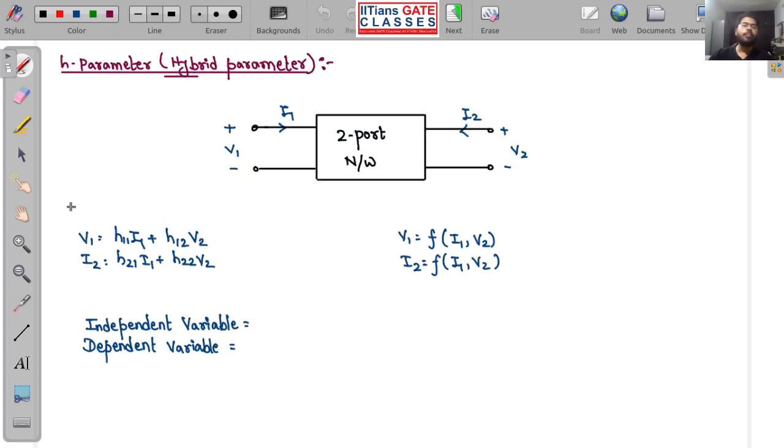Now the next important topic is the H parameter or hybrid parameter. The equations for H parameters are this one.